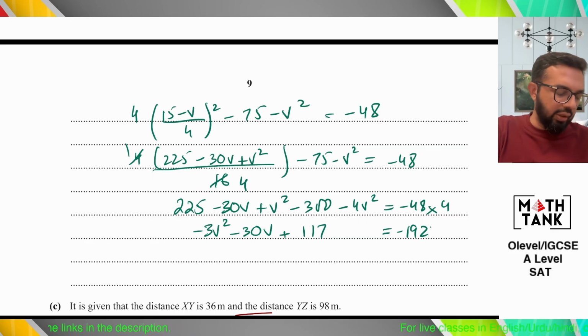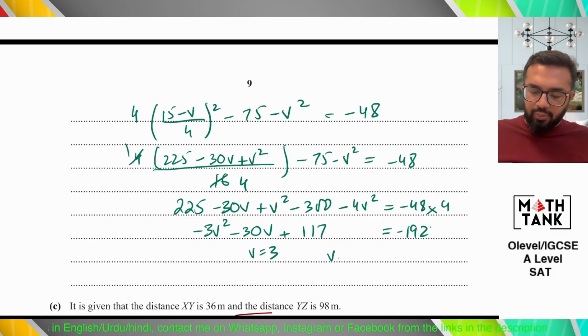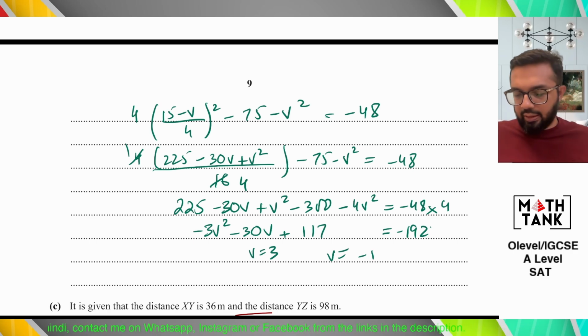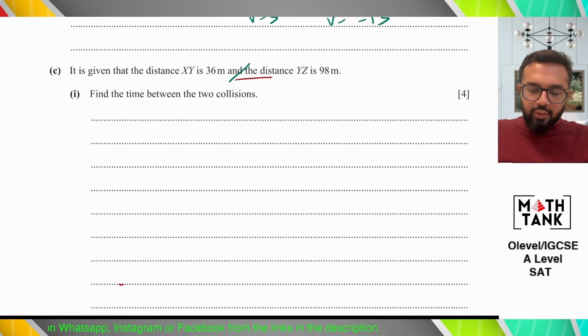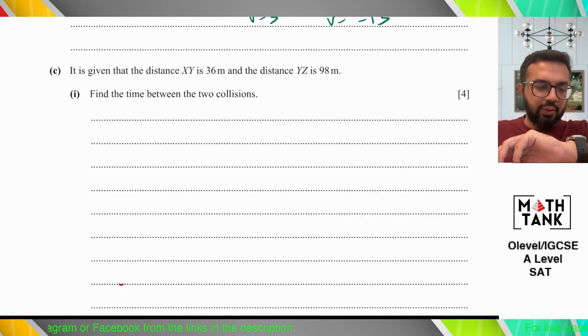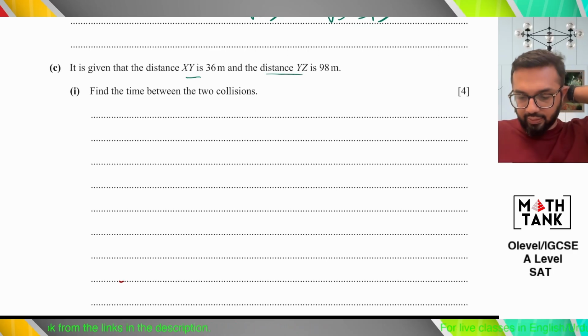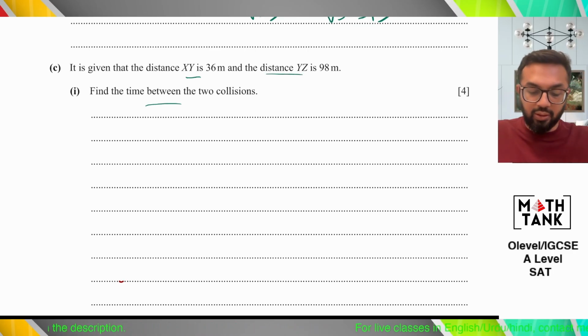Yeah, I think I made a calculation mistake earlier. So v equals 3 or v equals minus 13. Okay, it is given that the distance XY is 36 meters and the distance YZ is 98. Find the time between collisions.